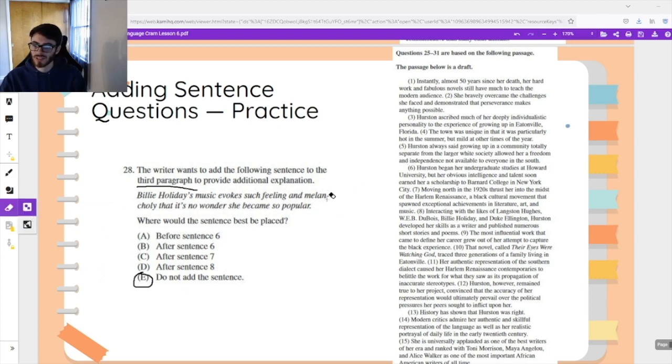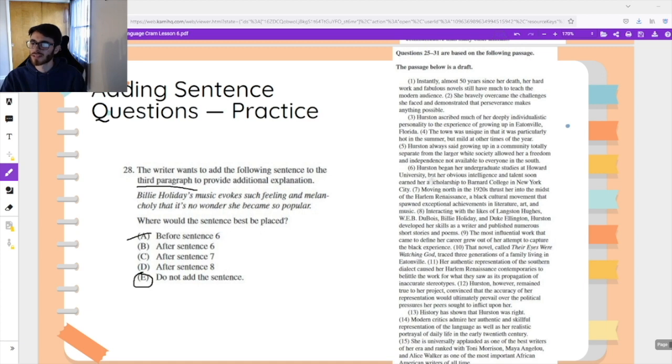But let's check each of these areas and just kind of see how they would work. So before sentence 6, Billie Holiday's music evokes such feelings and melancholy that it's no wonder she became more popular. Hurston began her undergraduate studies at Howard University. So definitely not that, right? We're not going to start off this paragraph by talking about Billie Holiday and then immediately talk about Hurston.